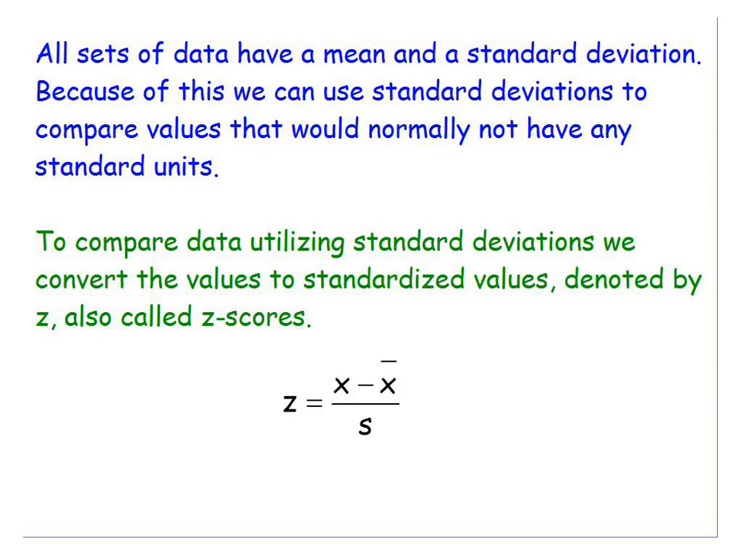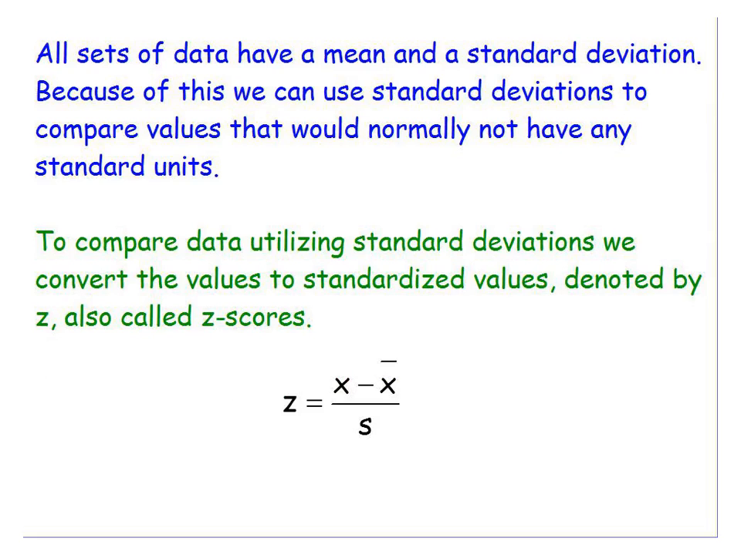All sets of data that you collect, you can calculate a mean and a standard deviation for them. So because every data set we are able to calculate those two scores, we can use standard deviations to compare values that would normally not have any standard units to be able to compare. So to compare data using standard deviations, we convert the values into standardized values denoted by what's called Z, or also called Z-scores. So we have this very important formula right here, and I'm going to do some labeling.